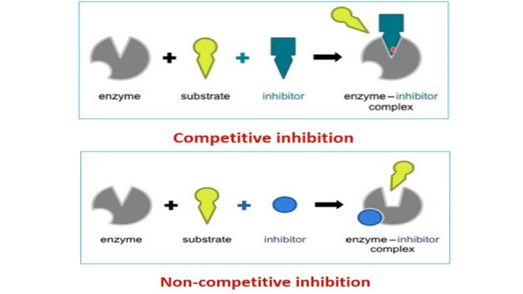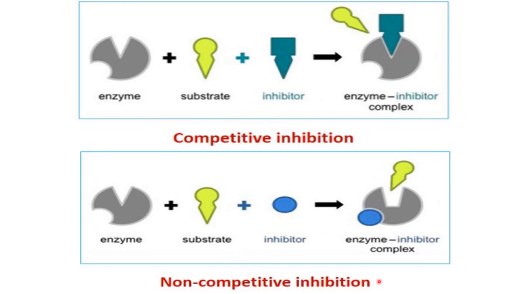As you can see here, the inhibitor has bound with this enzyme, and that's why the substrate will not be able to bind with this enzyme. So what will happen? An enzyme-inhibitor complex will be formed instead of an enzyme-substrate complex. So the rate of reaction will decrease, right? And this type of inhibition is called competitive inhibition because the inhibitor is competing with the substrate to bind with the enzyme, right?